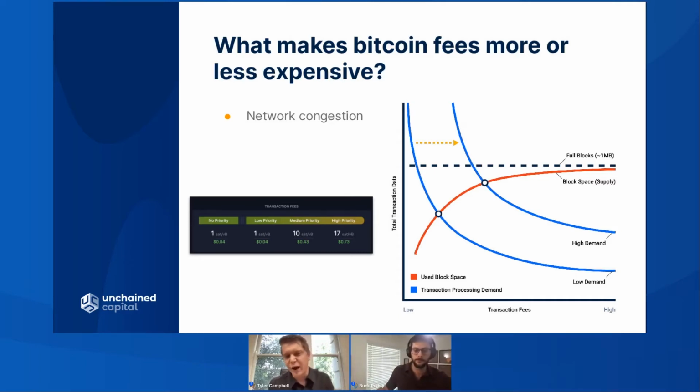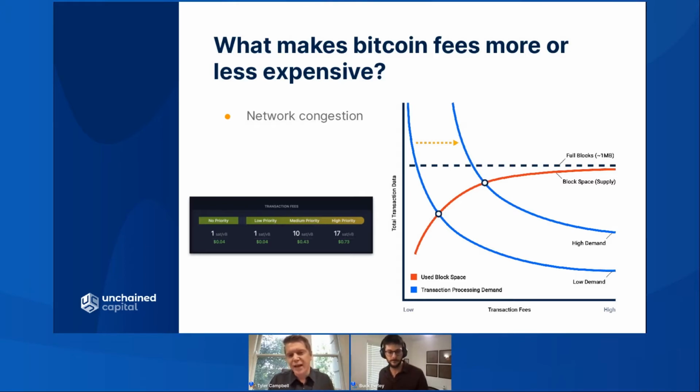Now, if you're looking at that graphic on the left-hand side, you're going to see that number in green, right? The dollar amount, because that's what our minds like to go to. That's how we help picture it and frame it in our minds. You're going to see that high priority, 17 satoshis per byte, translate roughly to, what is that, 73 cents, doing a live eye exam here on the webinar, 73 cents.